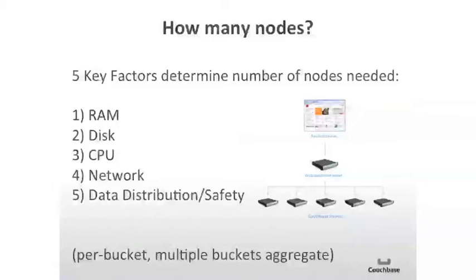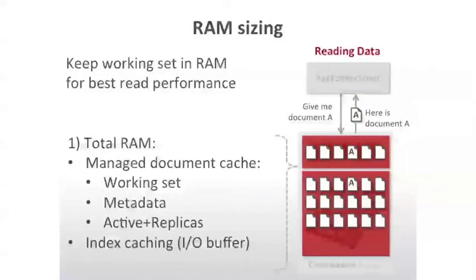We typically size a data set and a workload per bucket. So if you're running multiple buckets, multiple applications or workloads on a Couchbase cluster, you need to aggregate all of those so that the underlying system has enough capacity and performance to supply all of them.